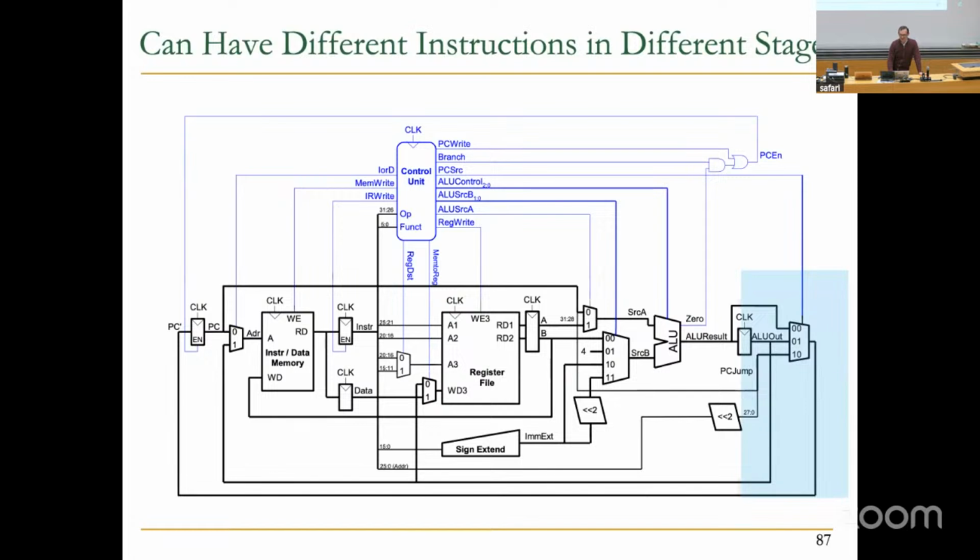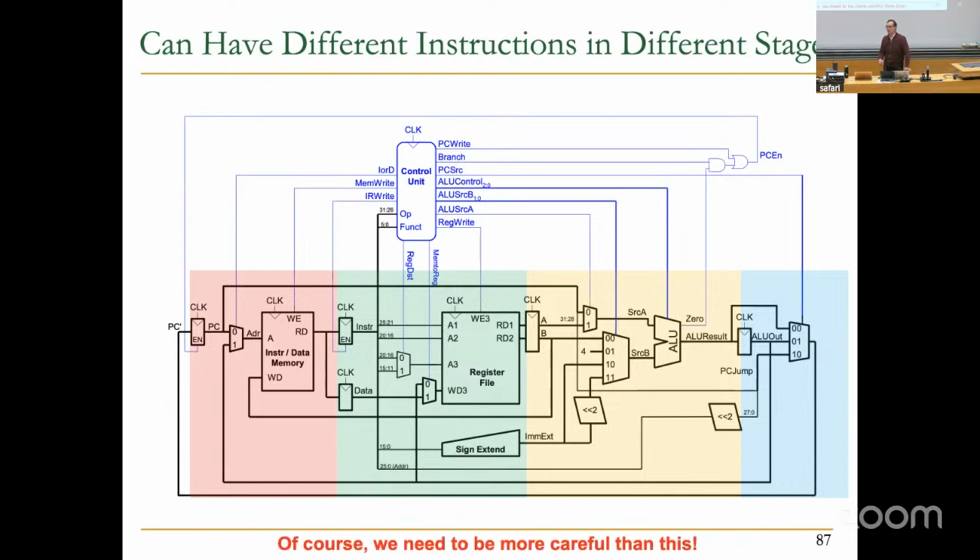When an instruction is writing its result, another instruction is doing ALU computation, another instruction is accessing the register file, another instruction is maybe fetching, and some other instruction is updating data memory, which is not shown over here. So all these different colors are different instructions. But of course, we need to be a little bit more careful for reasons that we're going to study in this lecture, in the next lecture, and maybe even in the lecture after that.